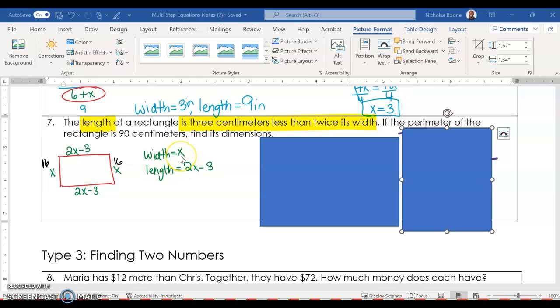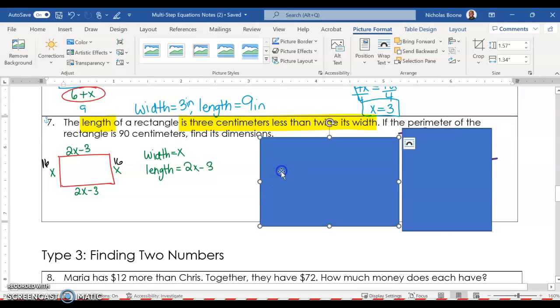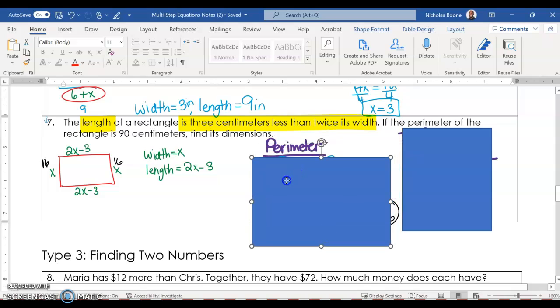Notice our width, we don't know it, so we represent it with an x. When I go over to the rectangle, notice I have my x here for my width, x here for my width, and then for each length, I have 2x minus 3. So this is the basis of how we're going to work this problem out. Then, because we're talking about perimeter, hopefully everybody knows it, we are going to add. So in this particular case, you should be adding those together.